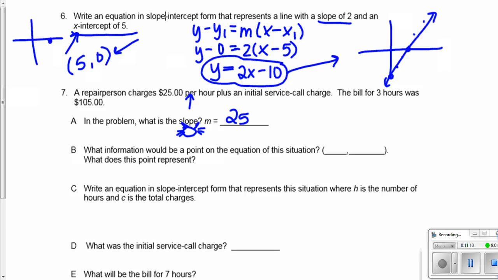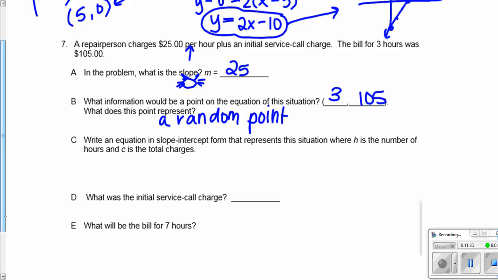Well, they told us that for 3 hours, the bill was $105, okay? It says, what does this point represent? I'm going to say a random point, because it's not the y-intercept, right? It's just a random point on the line that then we can use to create an equation. Write an equation in slope-intercept form that represents a situation where h is the hours. Again, we don't have the y-intercept. We don't know 0 and then a number. We were not given that. So we have to use point-slope form.